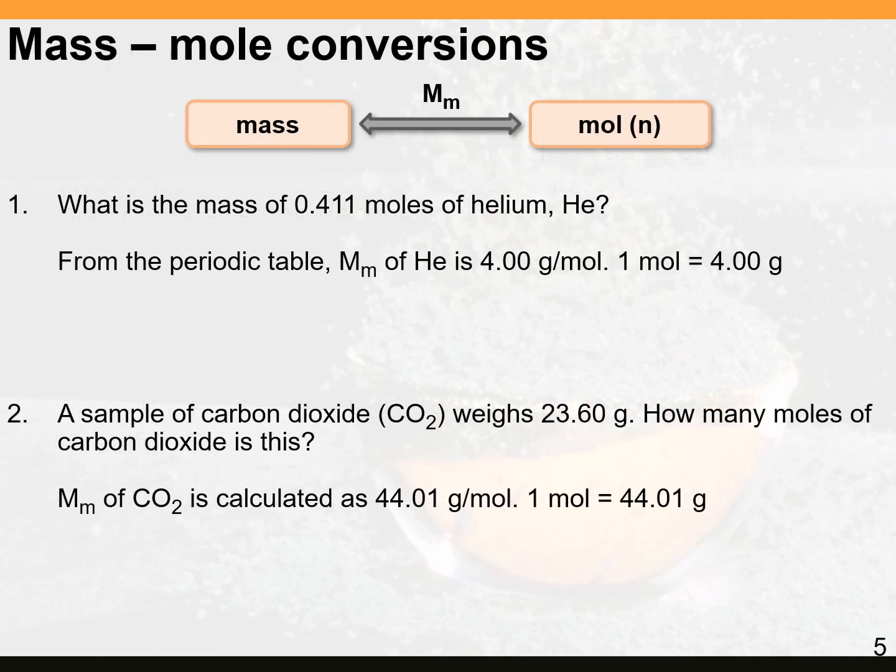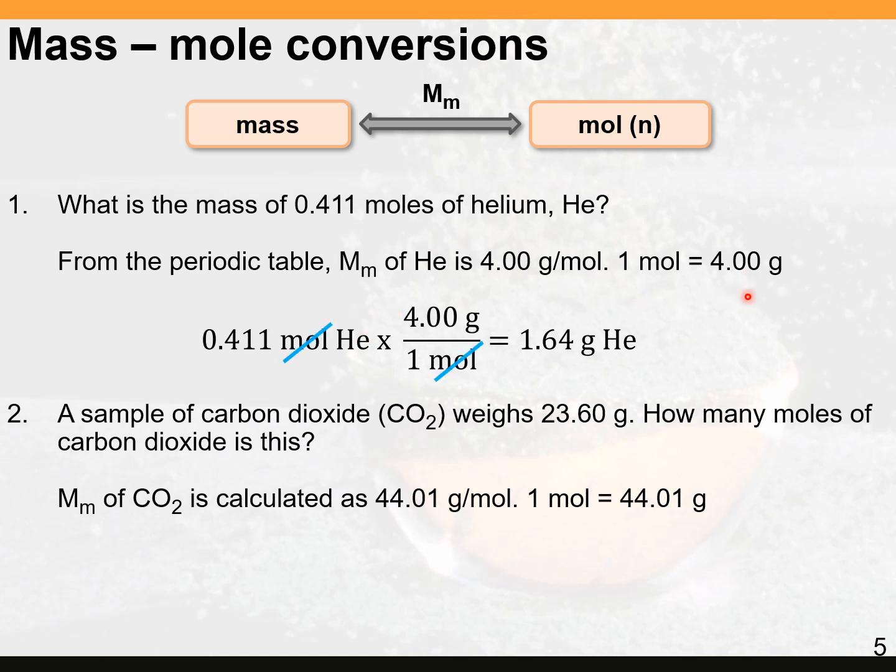The mass of a given number of moles of helium is found using its molar mass. Molar mass of helium is obtained from the periodic table as 4.00 grams per mole. This means 1 mole of helium has a mass of 4.00 grams. The conversion starts by writing the given quantity, 0.411 moles. The conversion factor has the mole unit in the denominator and the gram unit in the numerator. The values come from the molar mass. 1 mole is equal to 4 grams. The mole units cancel, and the answer is 1.64 grams of helium.